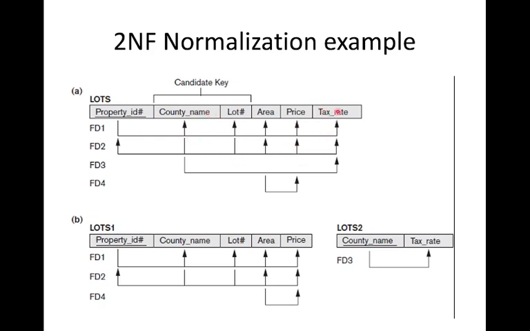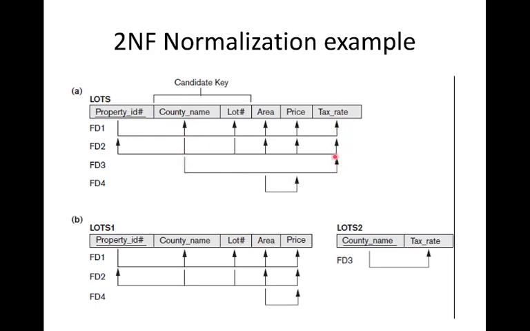Then the third non-prime attribute, that is tax rate. Tax rate should be fully functionally dependent on county name and lot number. Then tax rate should also be fully functionally dependent on property ID. Now, if we check, we can see that tax rate depends on county name alone.